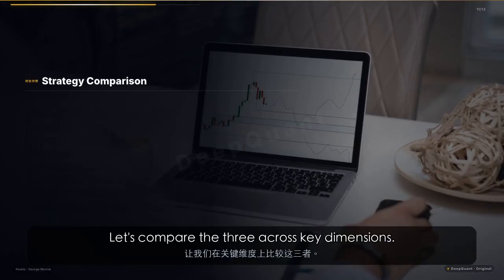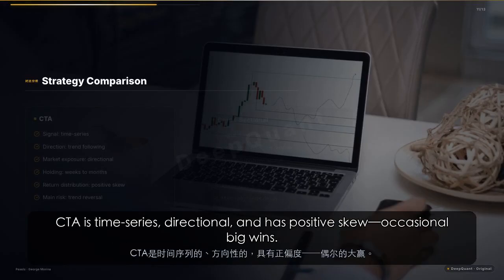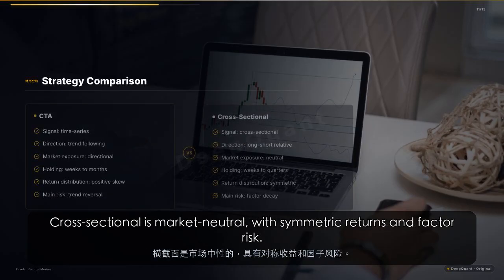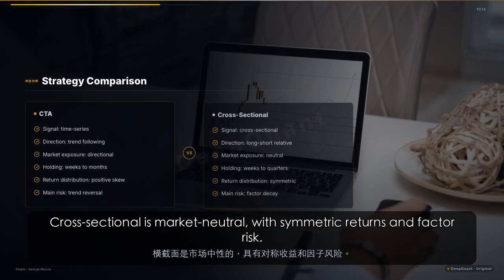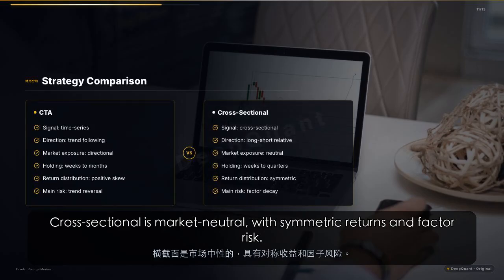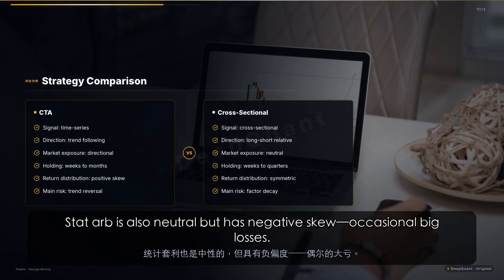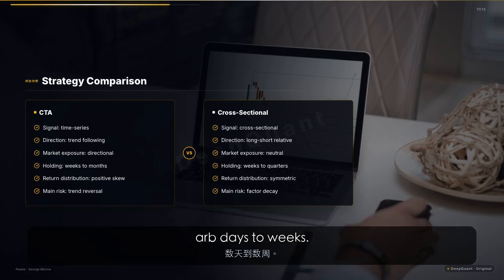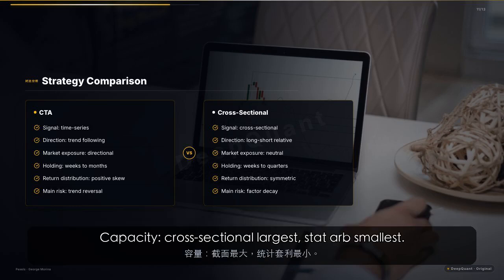Let's compare the three across key dimensions. CTA is time series, directional, and has positive skew, occasional big wins. Cross-sectional is market neutral, with symmetric returns and factor risk. Stat Arb is also neutral but has negative skew, occasional big losses. Holding periods: CTA weeks to months, cross-sectional weeks to quarters, Stat Arb days to weeks. Capacity: cross-sectional largest, Stat Arb smallest.